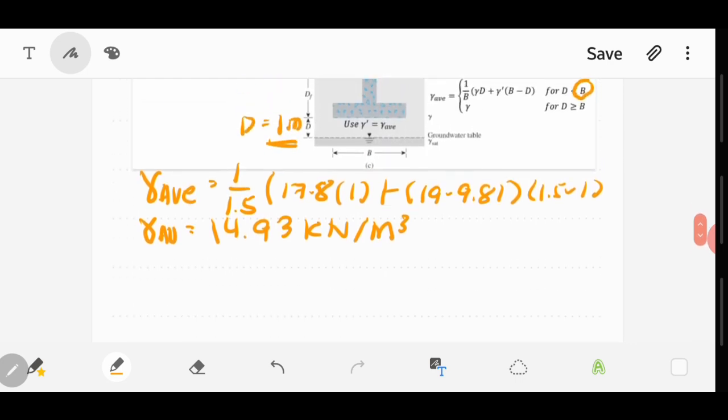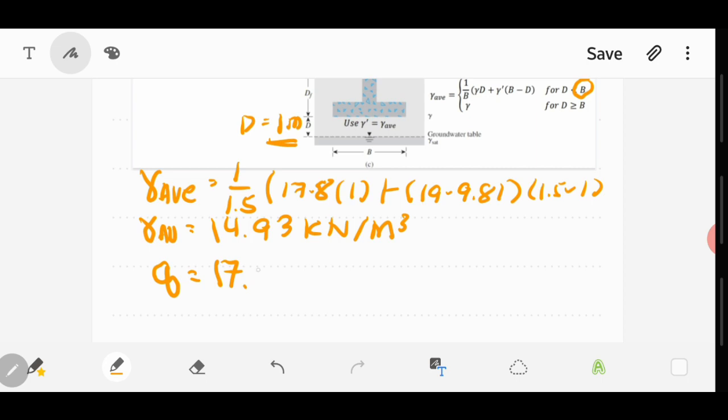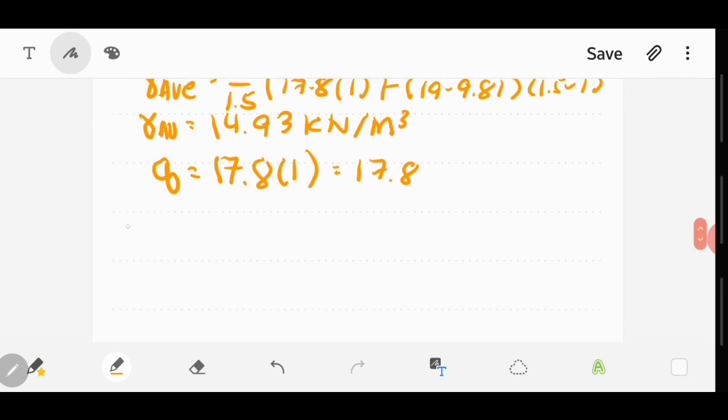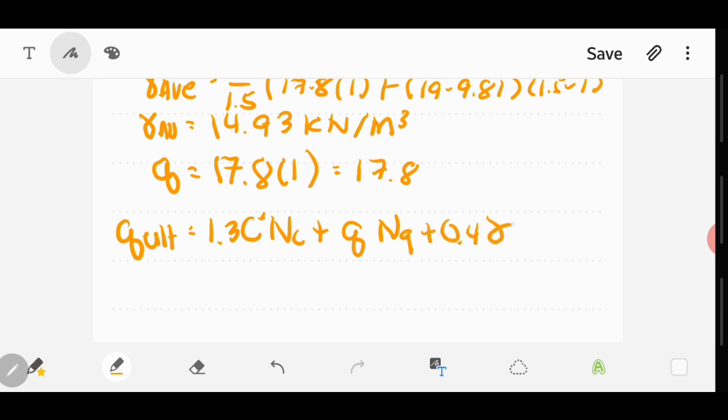Okay, and then your q is equal to gamma Df, 17.8 multiplied by 1 meter, which is still equal to 17.8. So now we're going to compute for q ult, which is equal to 1.3 c prime N_c plus q N_q plus 0.4 gamma B N_gamma.